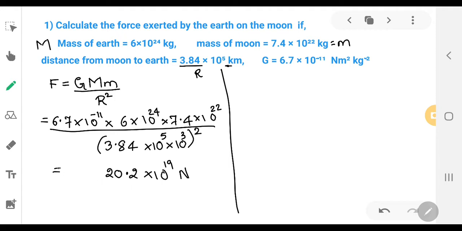So by this force, the earth attracts the moon, as well as the moon exerts the gravitational attraction on the earth.